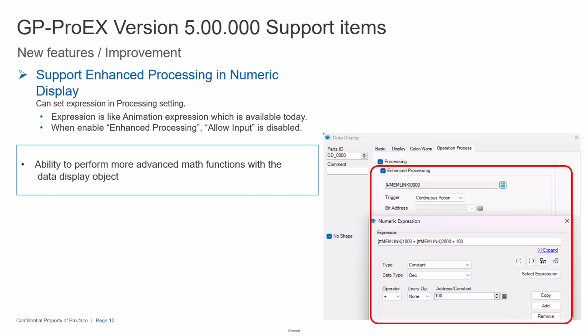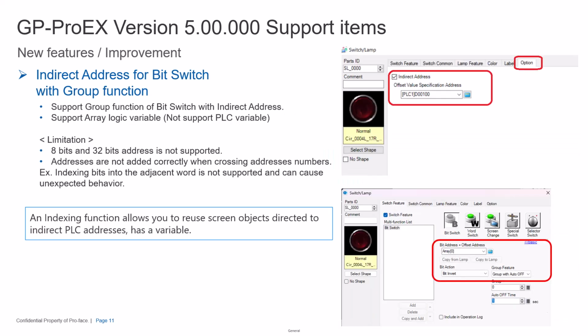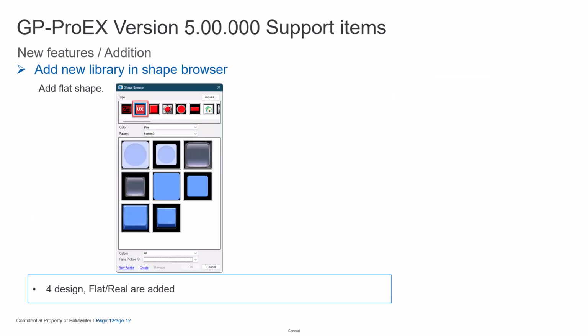Okay, again, here's something we're not going to dwell on, but like I said, you're welcome to pause the video. Some numeric and display improvements, some indirect addressing for bit switch groups. Again, a new library in the shape browser. Look for additional libraries to come.